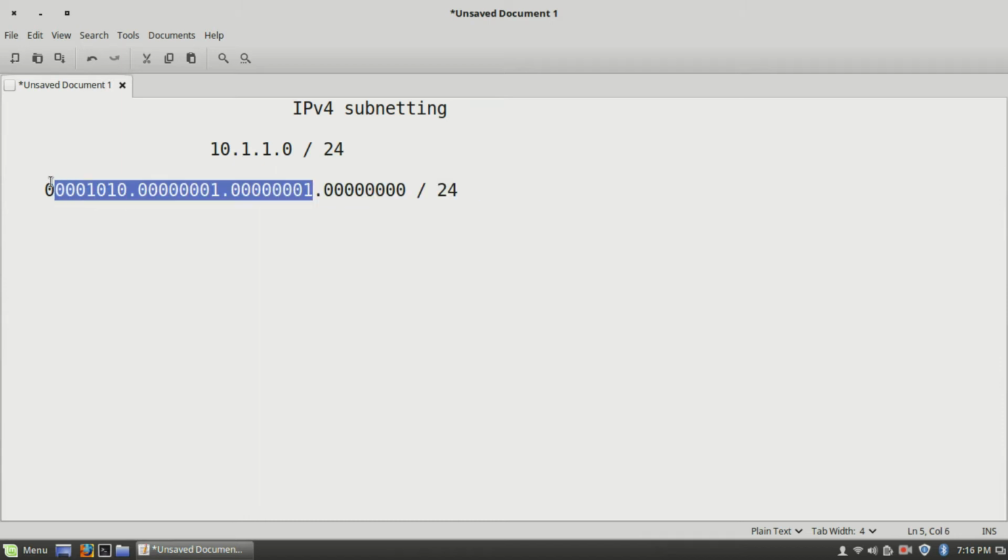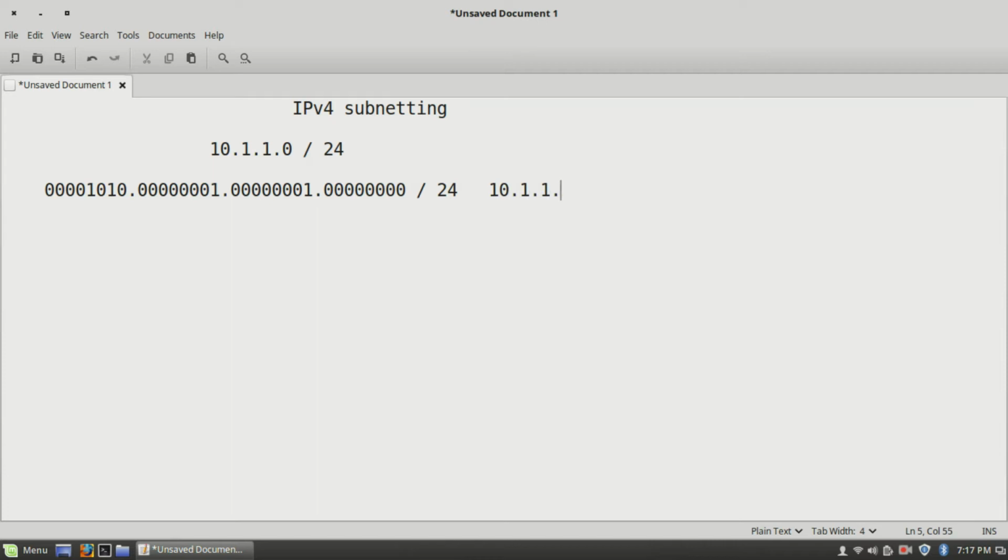These bits will never change for a network. These bits will change. Now depending on the values of these bits, we will come to know what type of address this is, whether it is a network address, whether it is a broadcast address, or it is a valid host address. Now when all of these bits are 0, it becomes the network address for a /24.